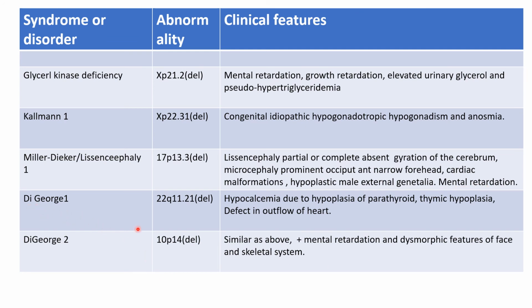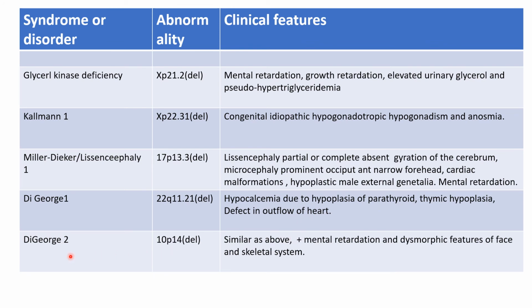DiGeorge 1 syndrome, where the defect is deletion in the long arm of chromosome 22 at region 1, band 1, subband 2 and 1. Individuals with this defect present with hypocalcemia due to hypoplasia of the parathyroid, thymic hypoplasia, and defect in outflow of the heart.